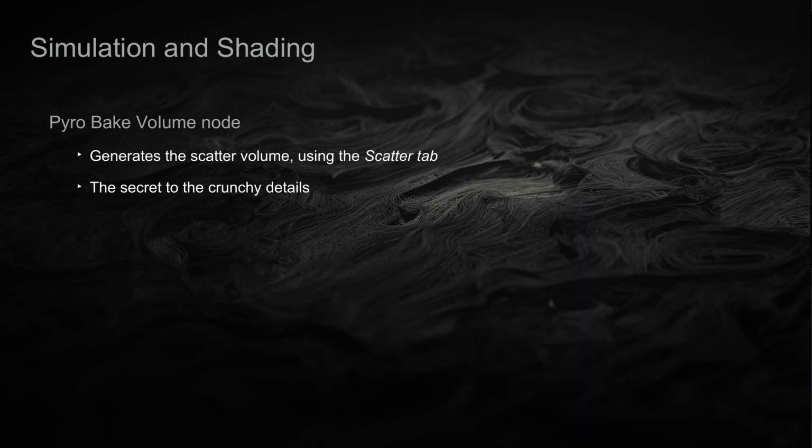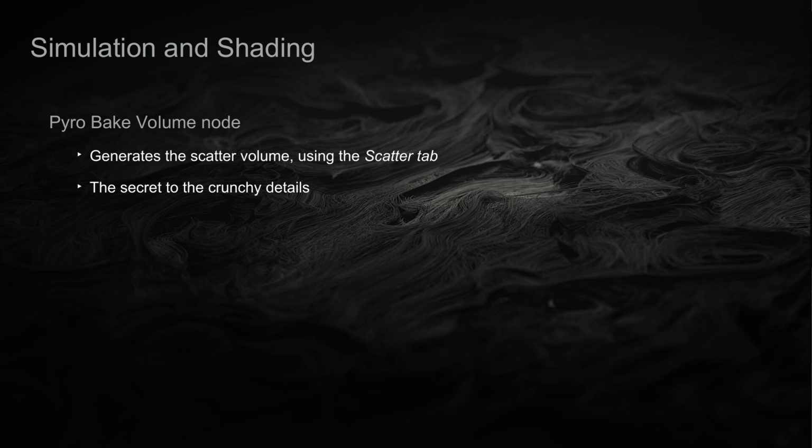To get all the nice crunchy looking details in the explosion, you also have to use the Pyro Bake Volume node. So when scattering is enabled on this node, a special volume is generated which is called the scatter volume.